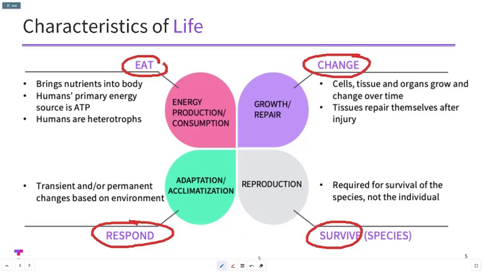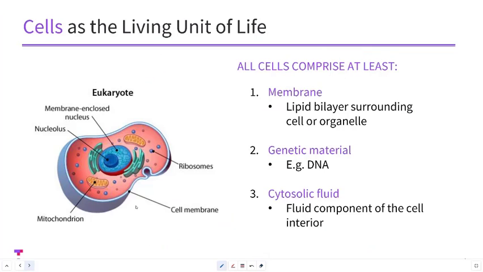and you survive. Cells are the living unit of life and comprise three main structures. We have a cellular membrane, a lipid bilayer that surrounds the cell. We have genetic material, DNA, inside the cell. And then we also have cytosolic fluid, the fluid compartment of a cell inside where reactions can take place.